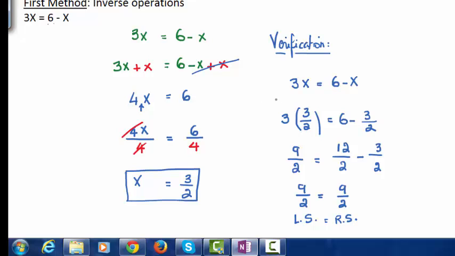So we saw the meaning of inverse operation. If here it's negative x, my inverse operation was positive x. Inverse.